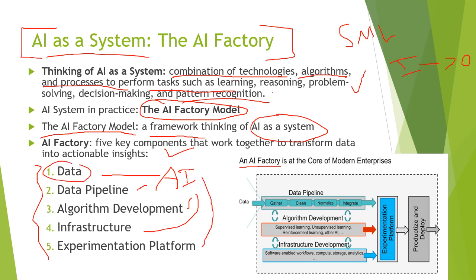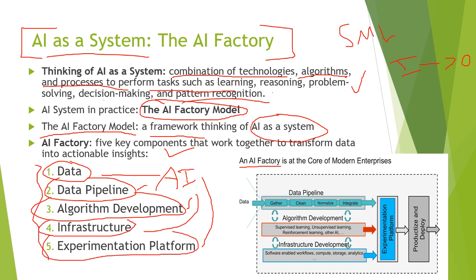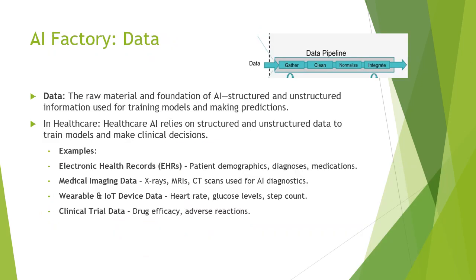So you have data, you have what's called the data pipeline, you have the algorithm development, you have the infrastructure, and you have this thing called the experimentation platform. So the first component is the data. Of course, we always talk about data.